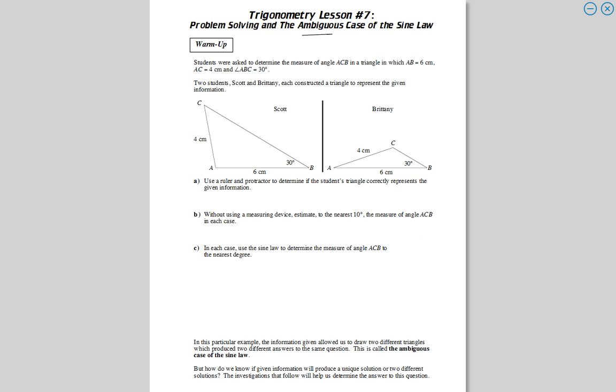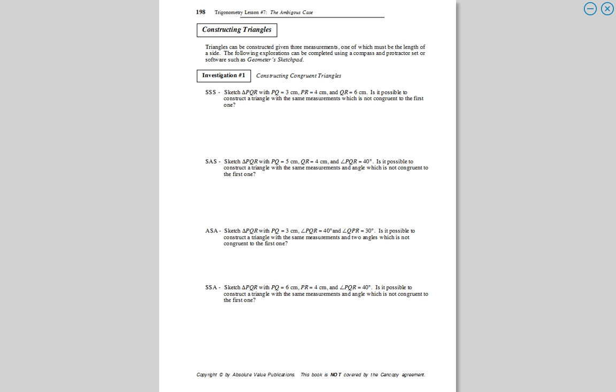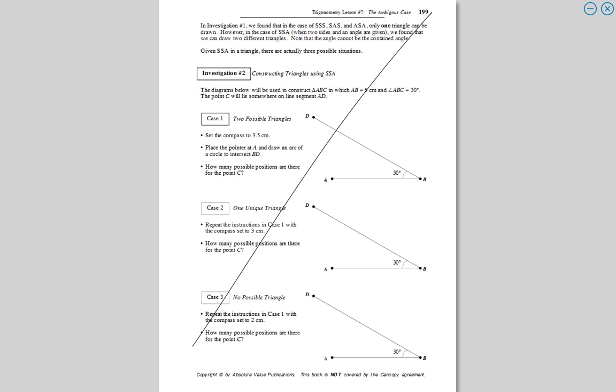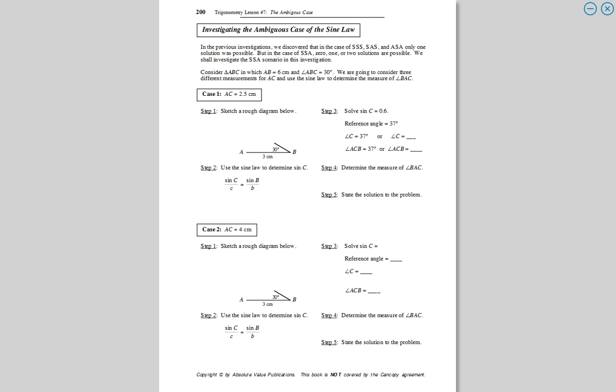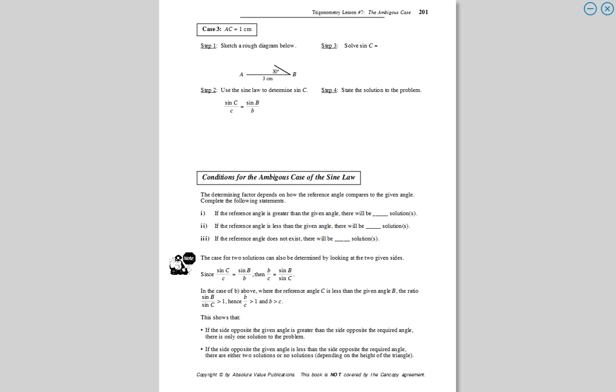For this workbook, we're not doing this, so you can cross it out. You can just put a big slash out of that. We're not doing this. On the next page, you can put a big slash out of that. We're not doing this. And all the way down to page 201, we're going to cross out all that.